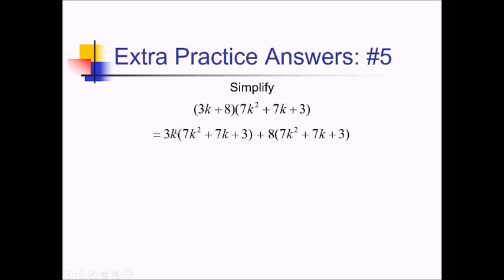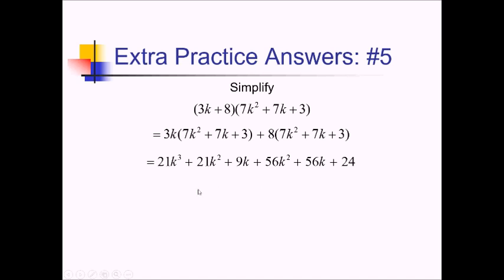So 3k times 7k squared, that's going to be 21k cubed. You're doing 1 plus 2 for the exponents there. 3k times 7k is just going to be 21k squared. 3k times 3 is plus 9k. Next we have 8 times 7k squared, that's plus 56k squared. And then 8 times 7k gives us plus 56k. Finally, we have 8 times 3, giving us 24.